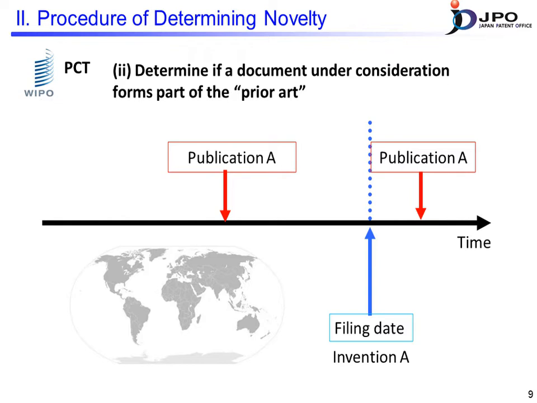In the second step, determine if a document under consideration can be prior art or not. Prior art is defined as everything, 1, made available to the public anywhere in the world by means of written disclosure, and 2, before the relevant date. Written disclosures include drawings and other illustrations. For example, Publication A, which was disclosed before the filing date of Invention A, is prior art. On the other hand, Publication A, which was disclosed after the filing date of Invention A, is not prior art.